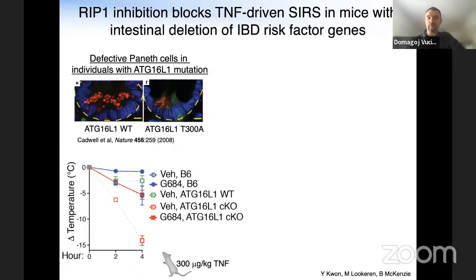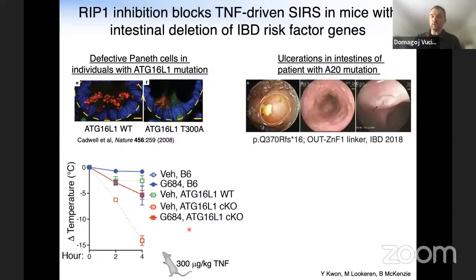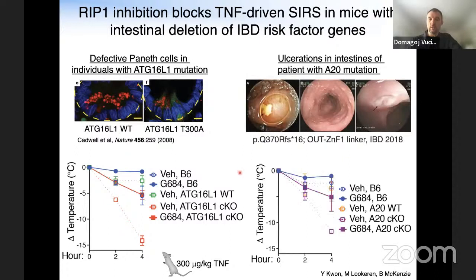So we see here now, again, if you delete ATG16L1 just from the gut of these animals, they rapidly succumb to TNF. You know, like within 4 hours, they all die. However, if you introduce a RIP1 inhibitor, great protection here. You see from open symbols to closed symbols, great protection. Similarly, you have A20, also mutated in patients with IBD. This is a study from China, a young girl with IBD who has an A20 mutation in this zinc finger linker. And again, with A20 just deleted in the gut epithelial cells, it greatly sensitizes to TNF in a RIP-independent fashion, as you see from open to closed symbols.